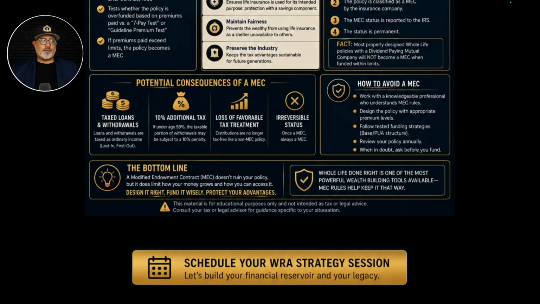The bottom line is a modified endowment contract does not ruin your policy, but it does limit how your money grows and how you can access it. If you design it right and fund it wisely, you protect your advantages and you don't have to worry about a MEC. And this is why working with an expert and someone who really understands how to design and set up these policies is so important.